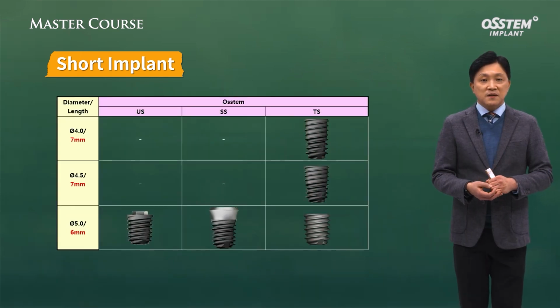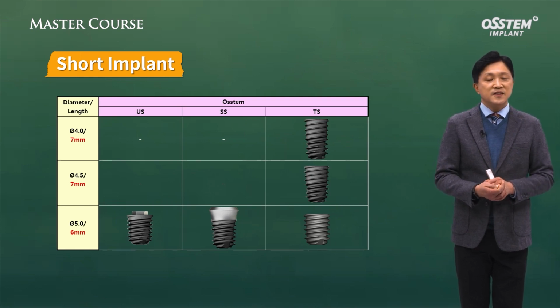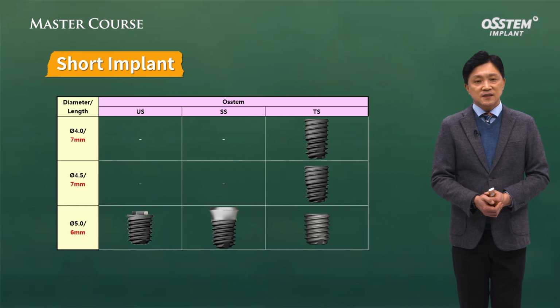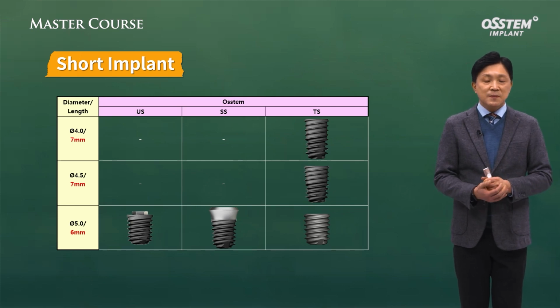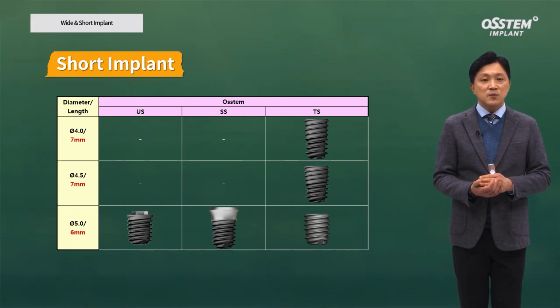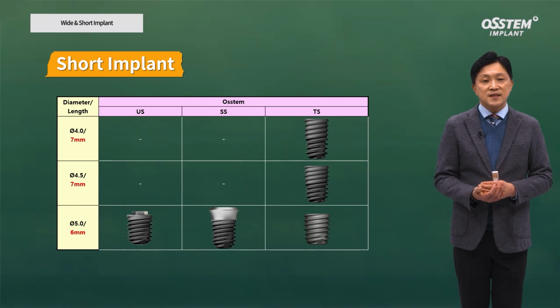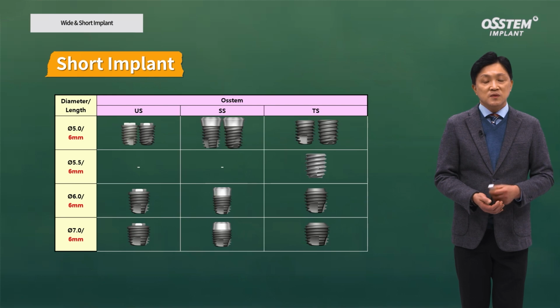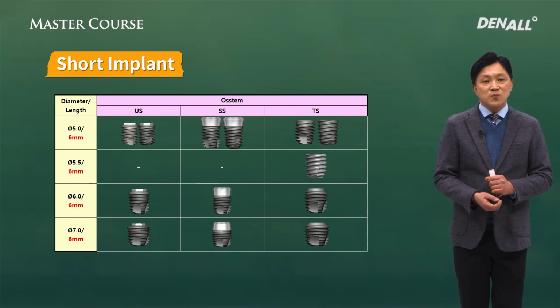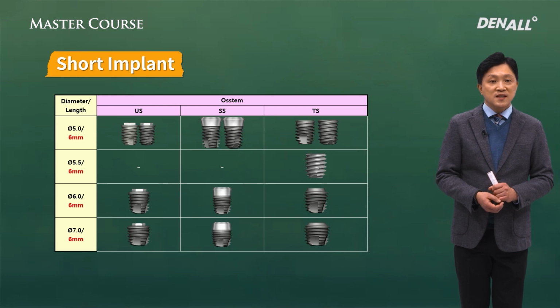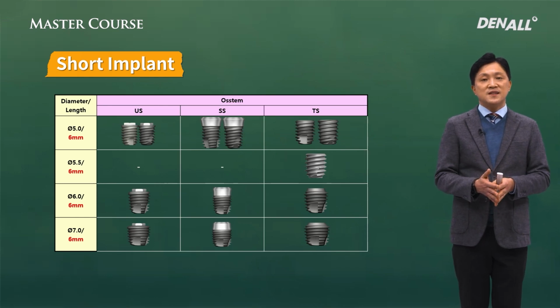So in the case of the Osstem short implants, you have US, SS, and TS all being produced, and typically TS is most commonly used. For diameters 4, 4.5, and 5, 6 millimeters is the typical length, and you can see 5 by 6, 5.5 by 6, 6 by 6, 7 by 6 millimeters. So it's up to 6 millimeters.